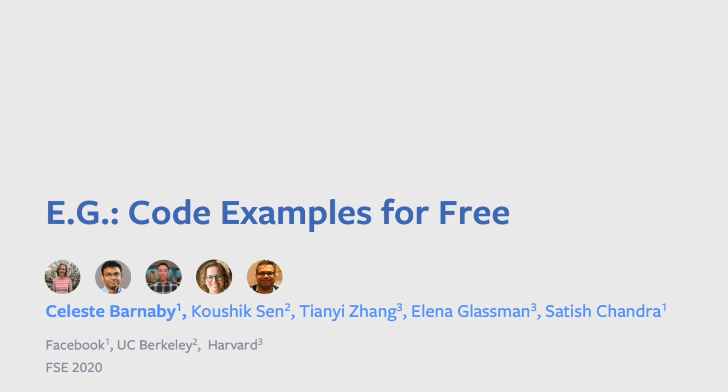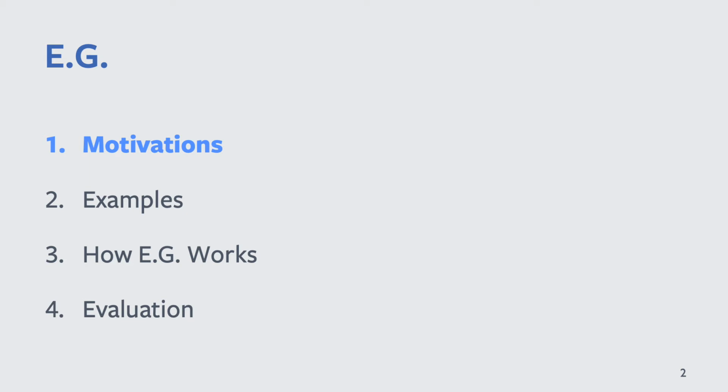I'm part of a team called Big Code, where we do research in machine learning and build tools to improve developer productivity. Today I'm going to present a tool we developed called E.G, whose goal is to automatically generate API usage examples. I'm going to first talk about why we built this tool, then show you some examples of how it works. Then I'll go into the technical details and our evaluation.